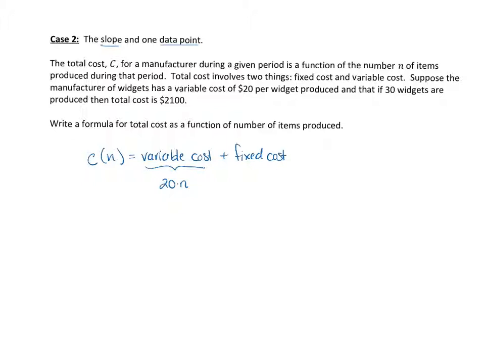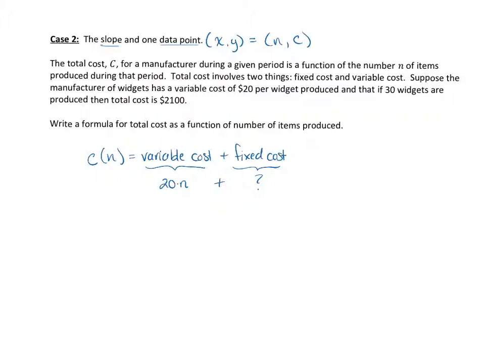So notice in this problem, we don't know what the fixed cost is, which means we do not know what the y-intercept is. But we are given a data point. So I'm going to write down that data point. I'm going to write it in terms of some (x, y), which in this problem, x is n and y is C.